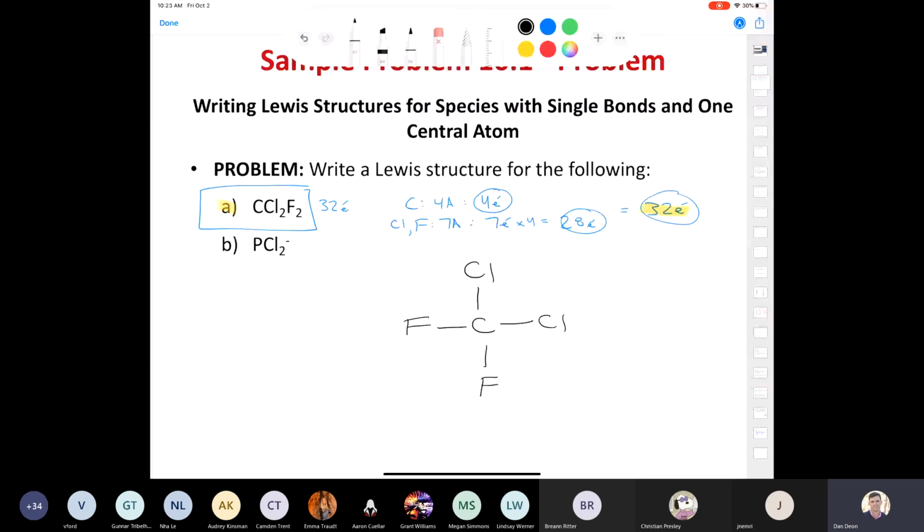So far, I've used up 8 electrons. Don't believe me? 1, 2, 3, 4, 5, 6, 7, 8. 32 subtract 8 gives you 24. That means I got 24 electrons left over.